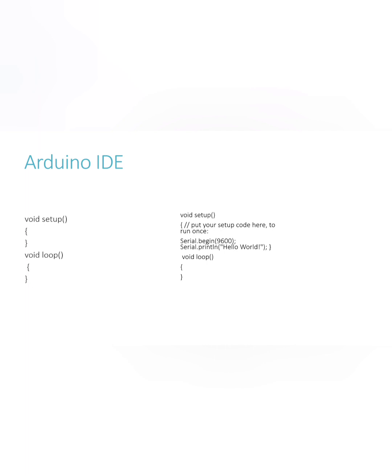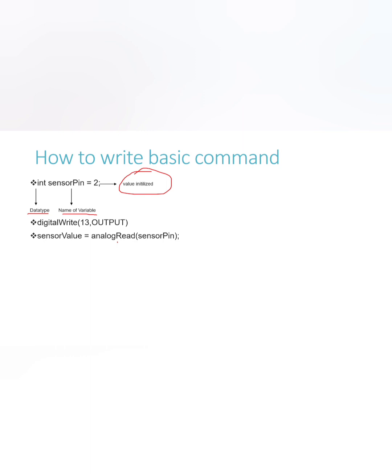Let's open the software. We see 2 lines with brackets. In void setup, we write a statement we want to execute once, for example, Serial.begin 9600 and Serial.println hello world. Let's check some basic commands. In the first command, the assigned integer value is 2. Pin 13 is assigned for digital output, like an LED blink, in the second command. The module has 6 inputs, so we read any sensor value by the analogRead command.